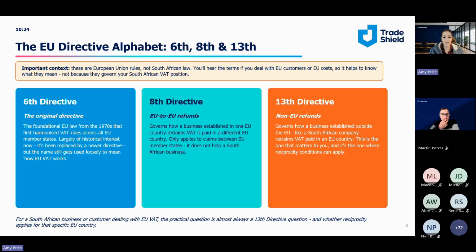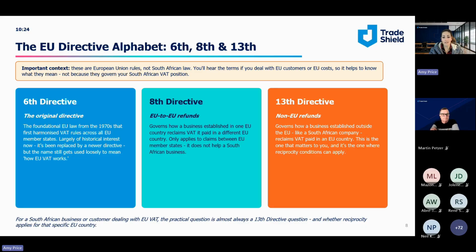So the Eighth Directive established in the EU countries that reclaim VAT paid in different EU countries, and the word EU to EU is where that Eighth Directive sits. So if you're a South African business, this one doesn't really help us because we're not based in the EU, but it's good to understand it.